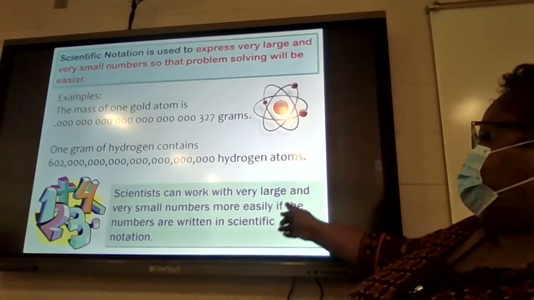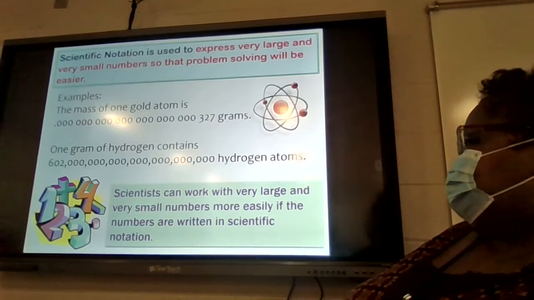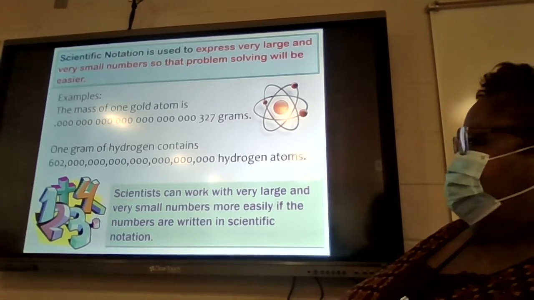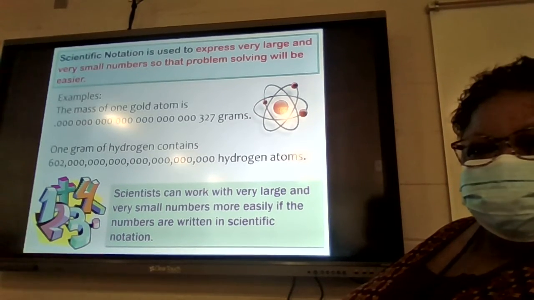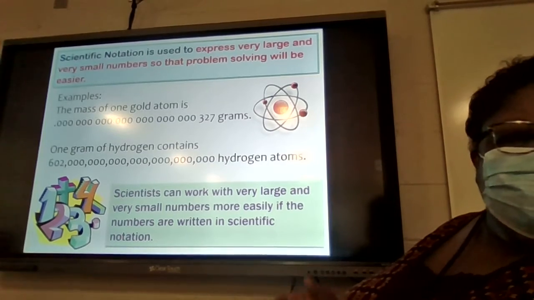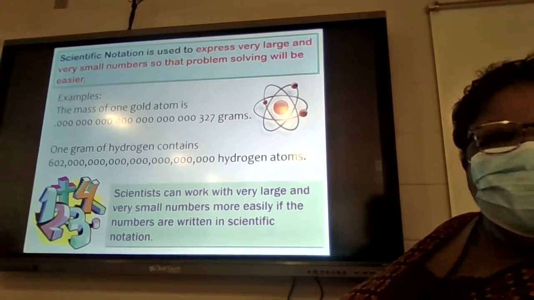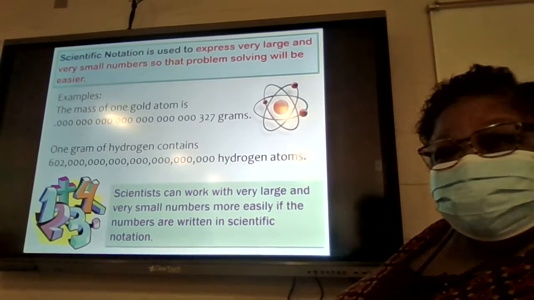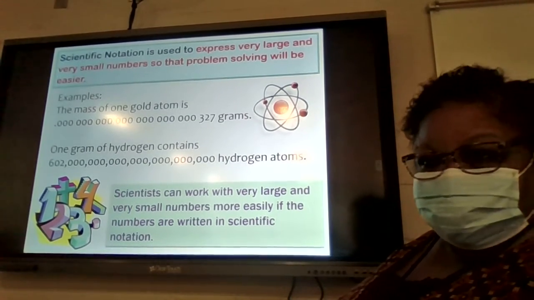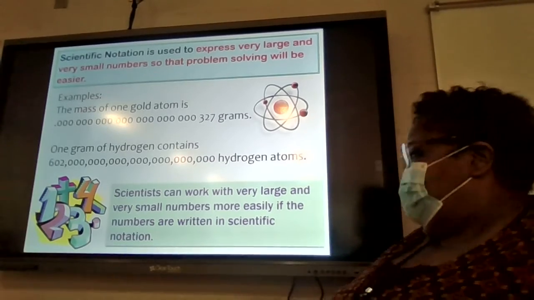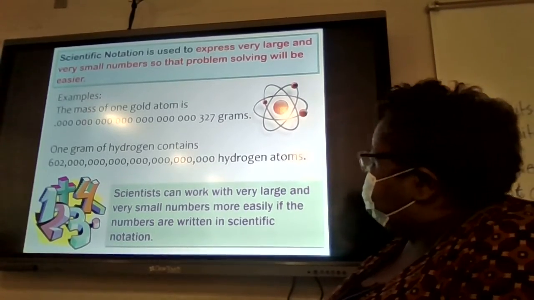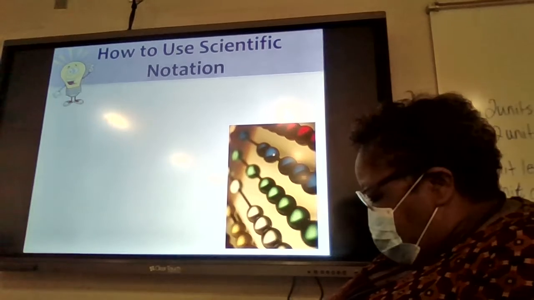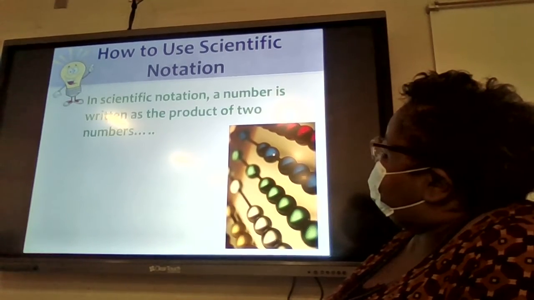Scientists can work with very large and very small numbers more easily if the numbers are written in scientific notation. Once it's in scientific notation, you can add, subtract, multiply, divide, whatever you need to do. Now, when you get into multiplication and division, that's when you use your exponent rules, okay? But addition and subtraction are pretty much the same. Okay, how to use scientific notation.